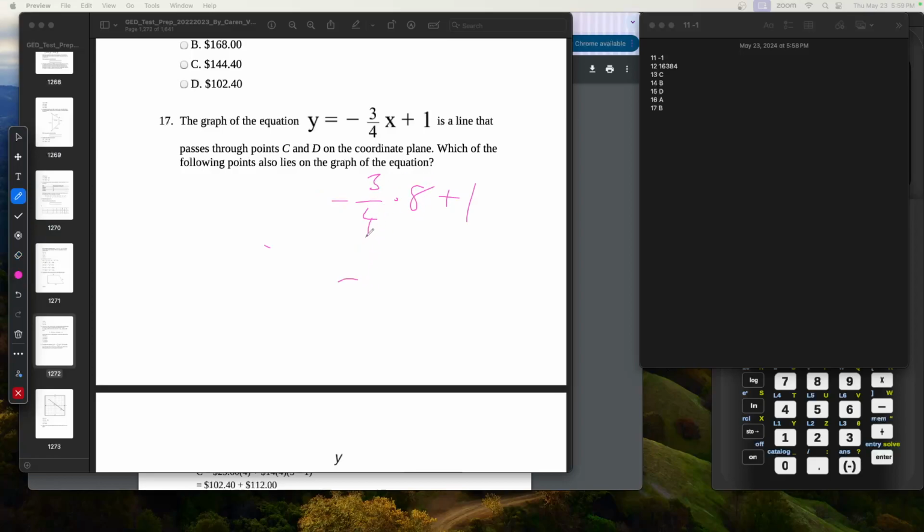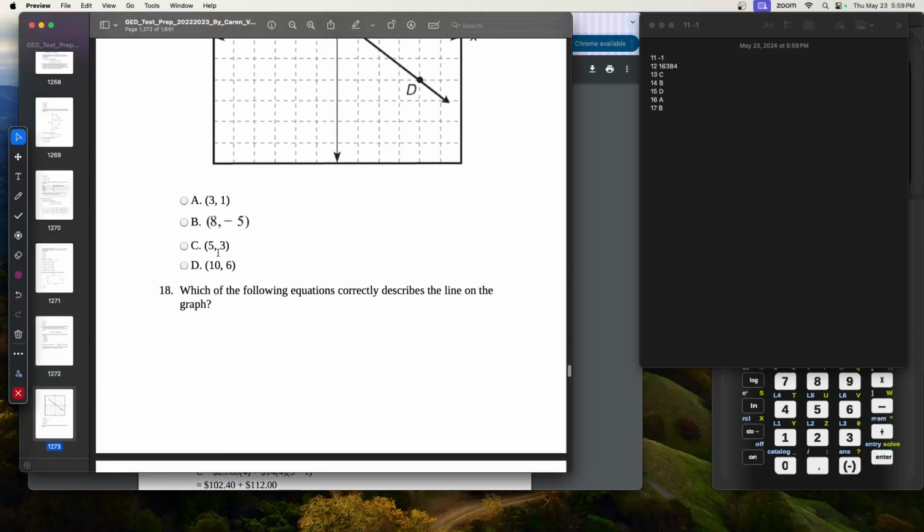Eight divided by 4 is 2. 2 times 3 is 6. Equals negative 5. Good. Oh, one more time. Yeah, 8 divided by 4 is 2. 2 times 3 is 6. And then we have the negative sign to get negative 6. Negative 6 plus 1 is negative 5. Which is exactly what we're looking for. That's answer B. 8, negative 5.